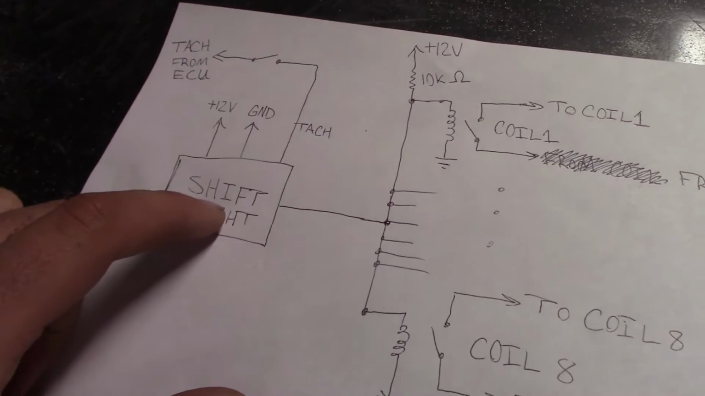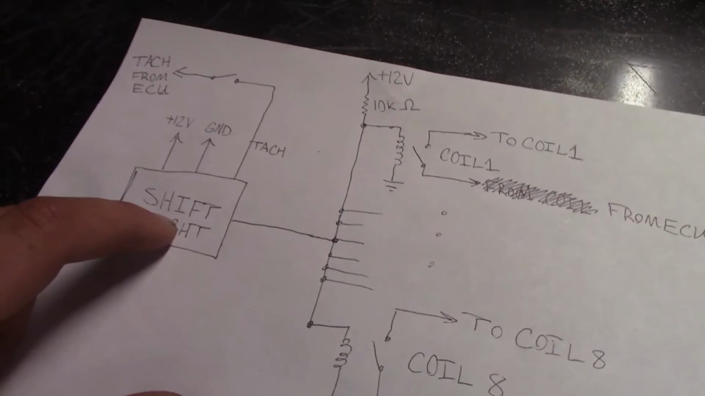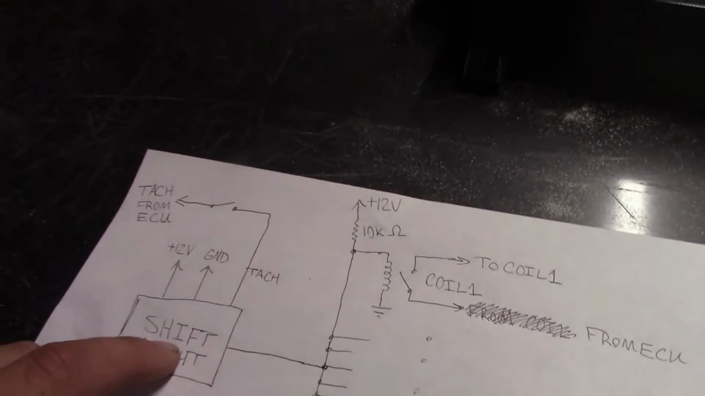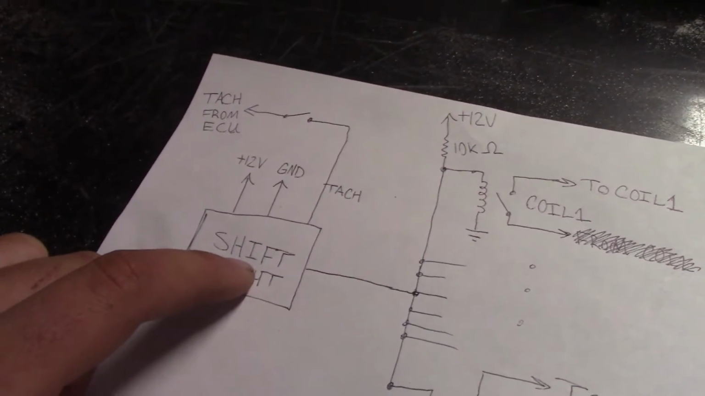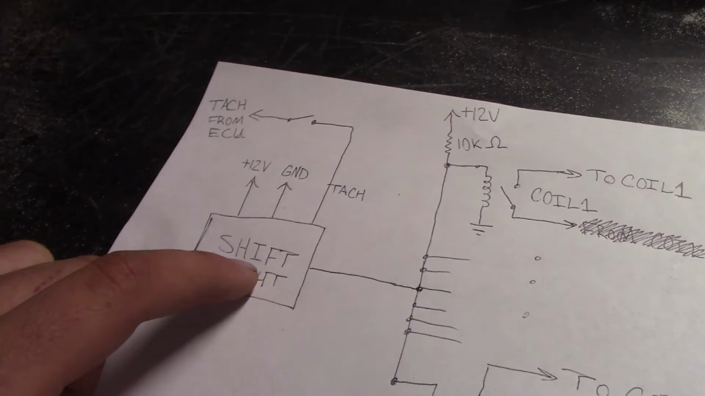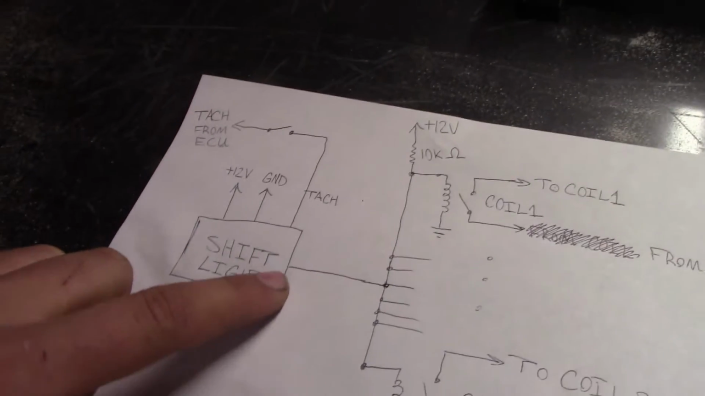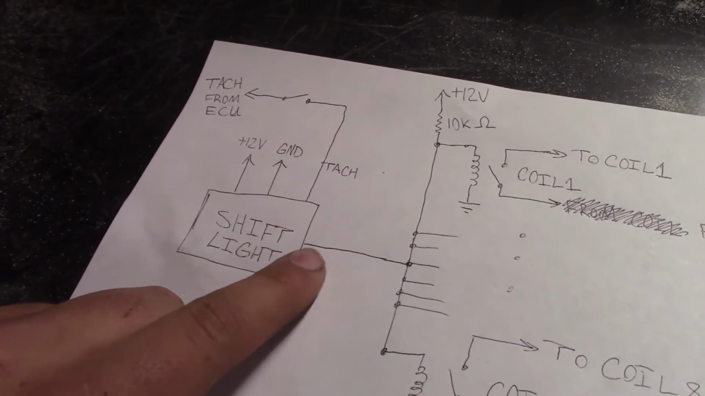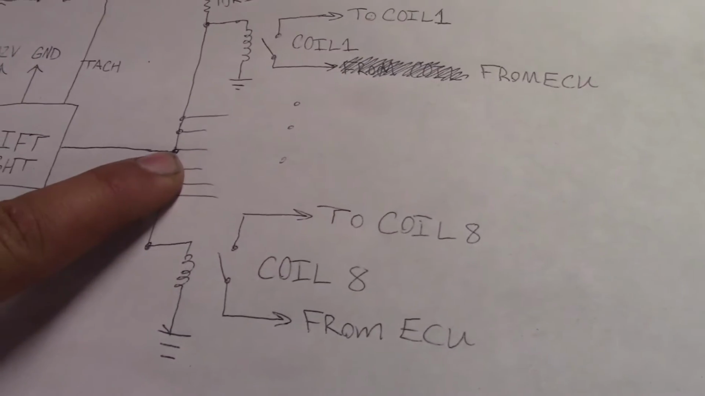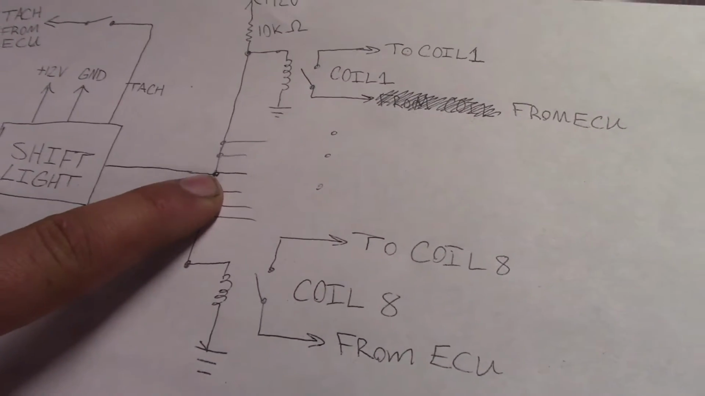So the shift light that I used, one side of the light goes to 12 volts all the time, and then the other side gets grounded. So I took the switched ground side of things and used that for my shift light.